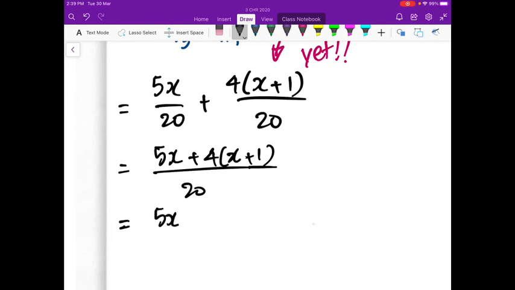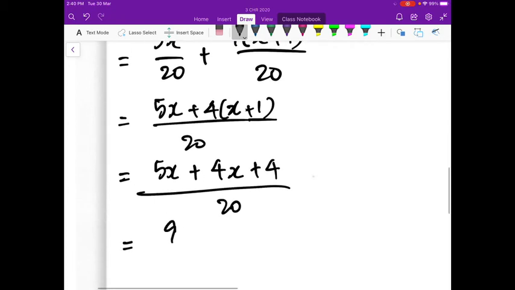5x plus, okay, what comes next? Shella, what do we have? 4x plus what plus 5? Is it 4 plus 1 or 4 times 1? 4 times 1, how much is that? 4, what you say 5? Okay, so we have 9x plus 4 over 20.